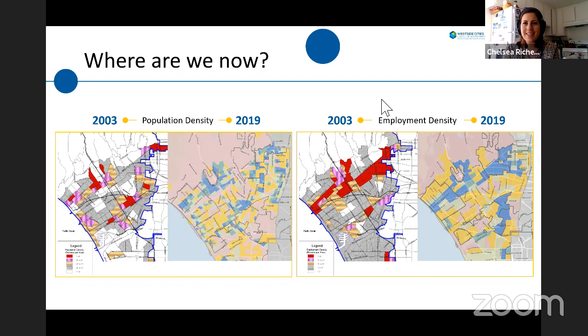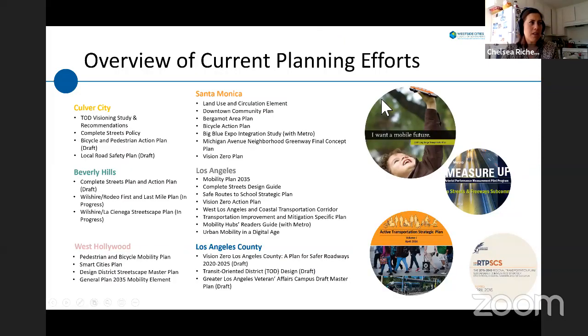You can go to the next slide. As part of our existing conditions review, we've also taken a look at many of the existing and draft plans, the guidance and documents that all of your cities rely on for setting local priorities and strategies in the mobility realm. We've got TOD visioning studies, neighborhood transit plans, local area plans, bicycle and pedestrian action plans, Vision Zero action plans, just picking and choosing from around here. We have smart cities plans.